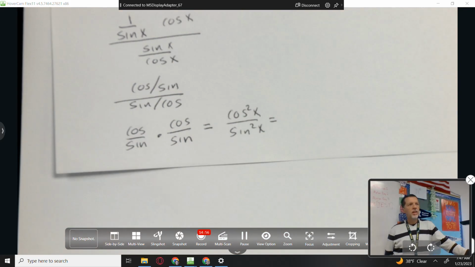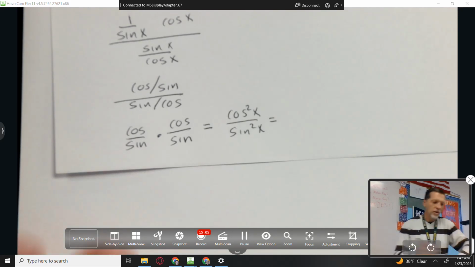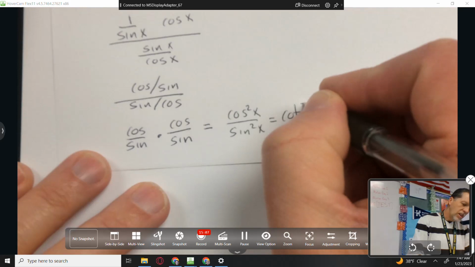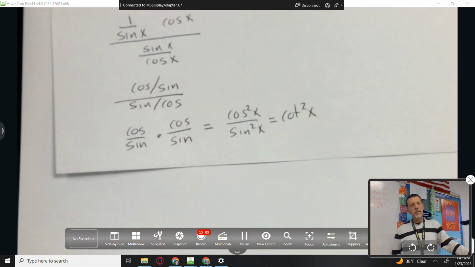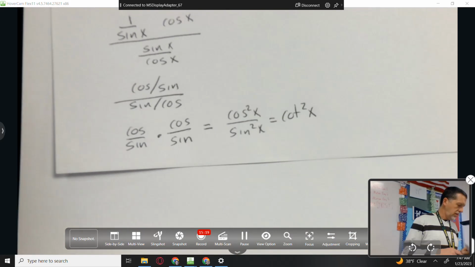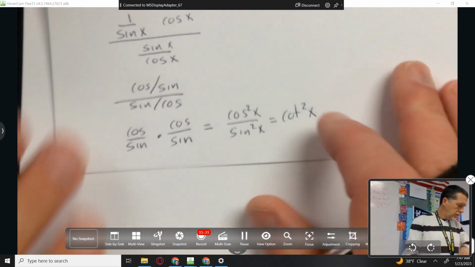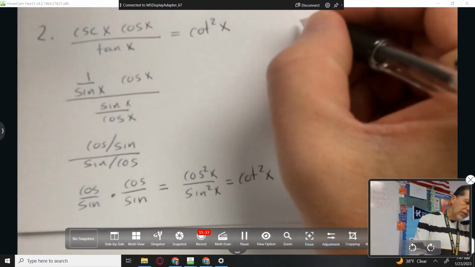What's cosine over sine? Cotangent, and that's what we're going for. So this is cotangent squared of x. So it's a little bit like I'm giving you the answer, you just got to show your work to get there. Put a QED on that if you want to.